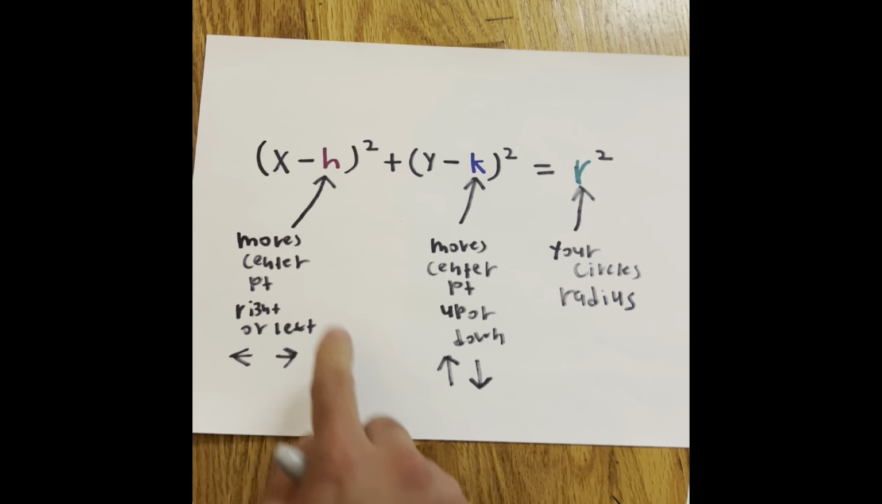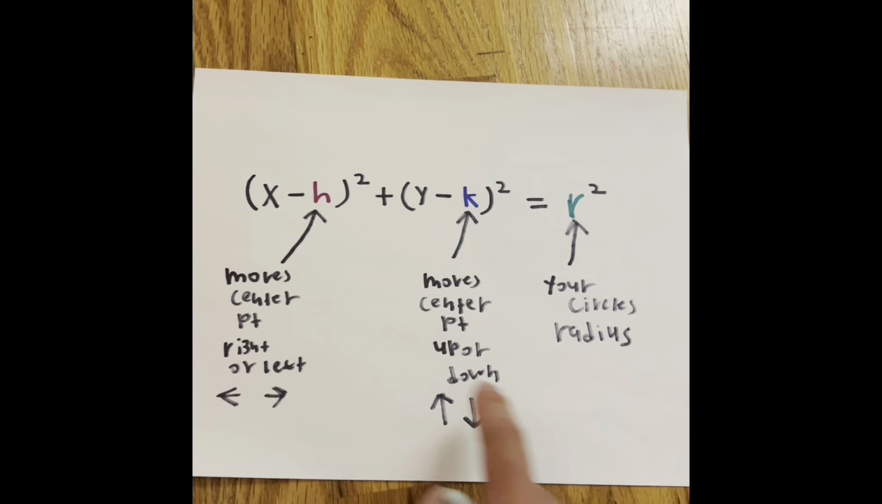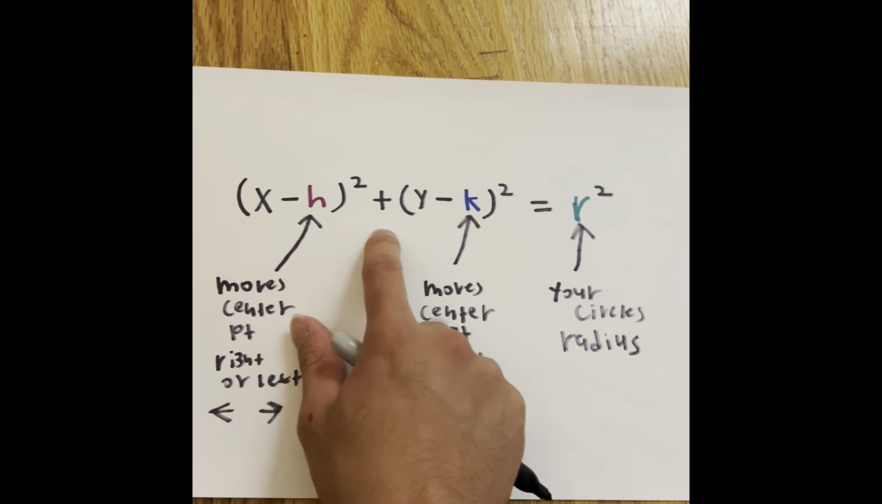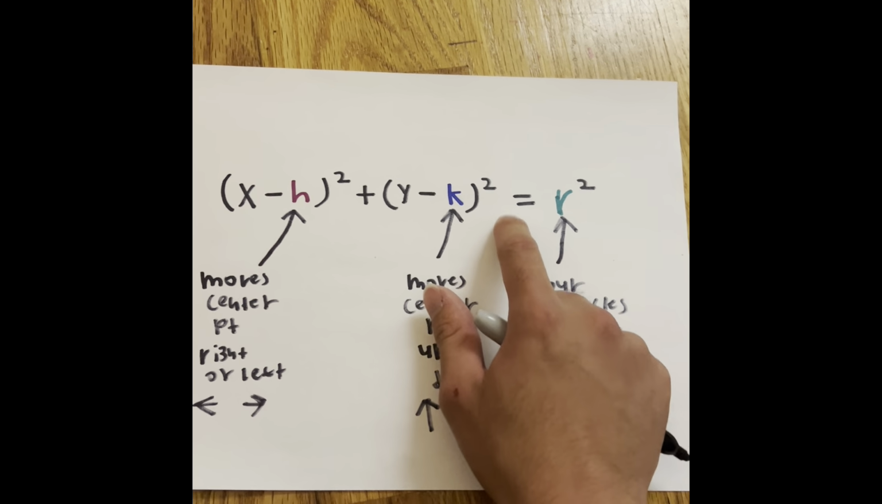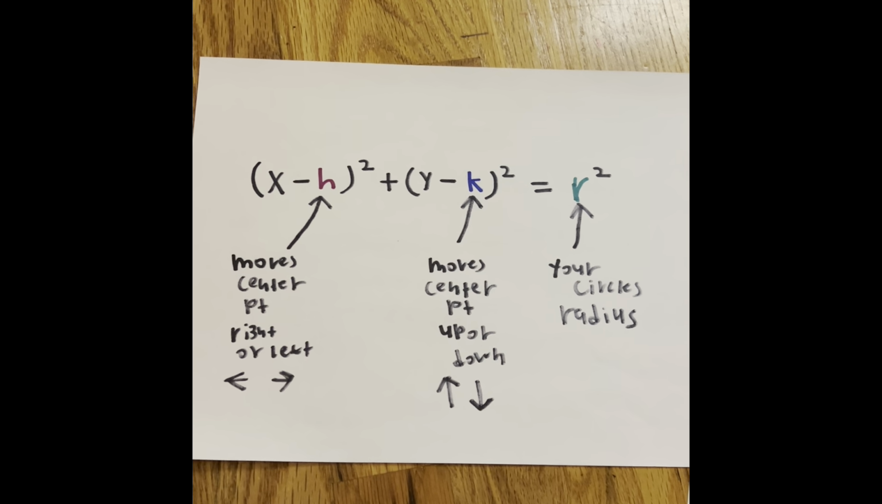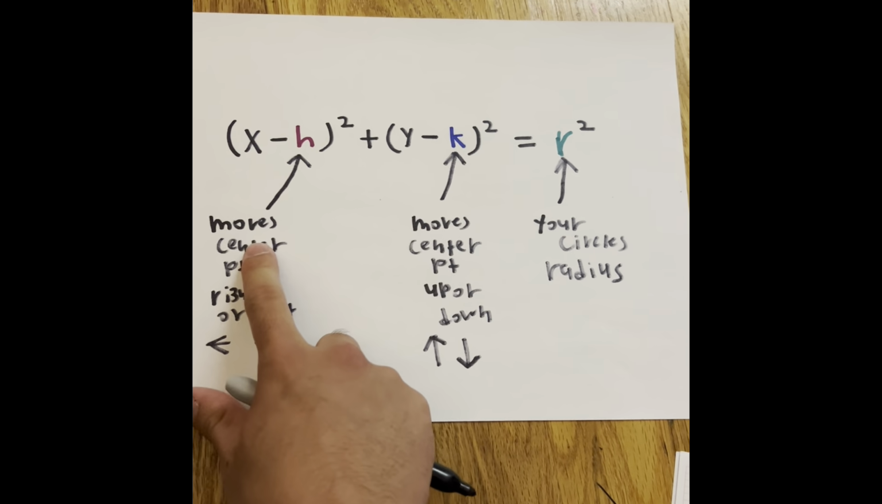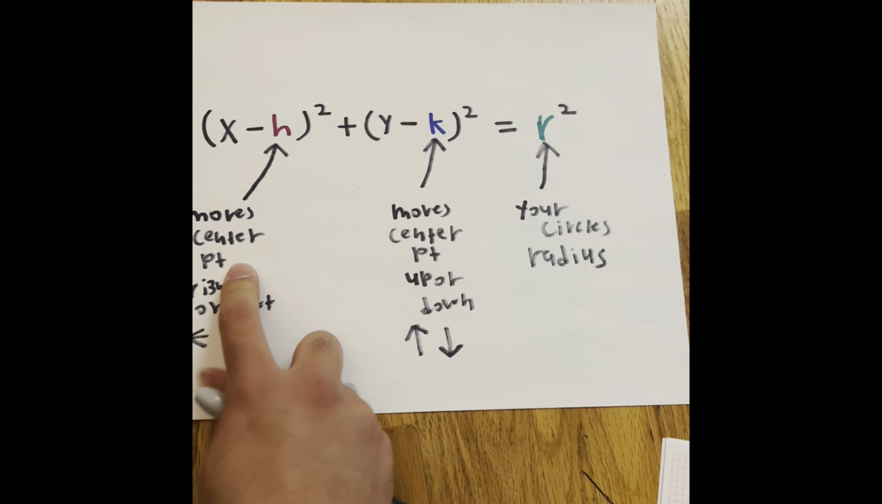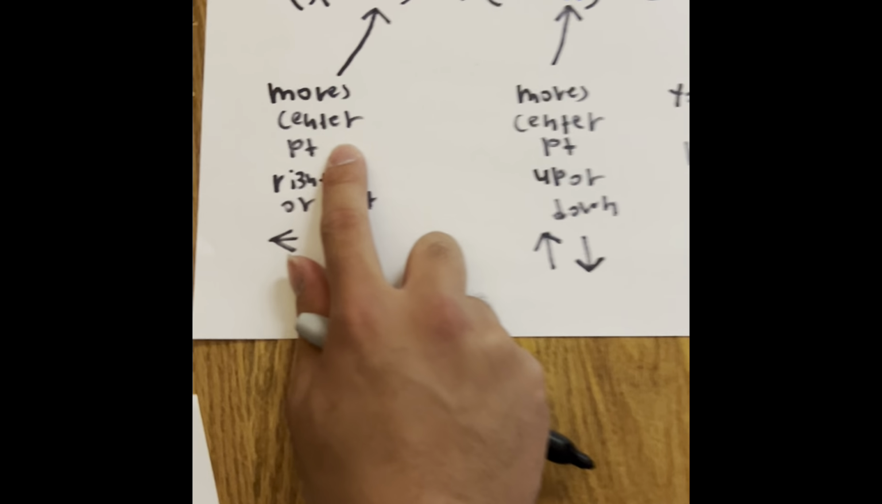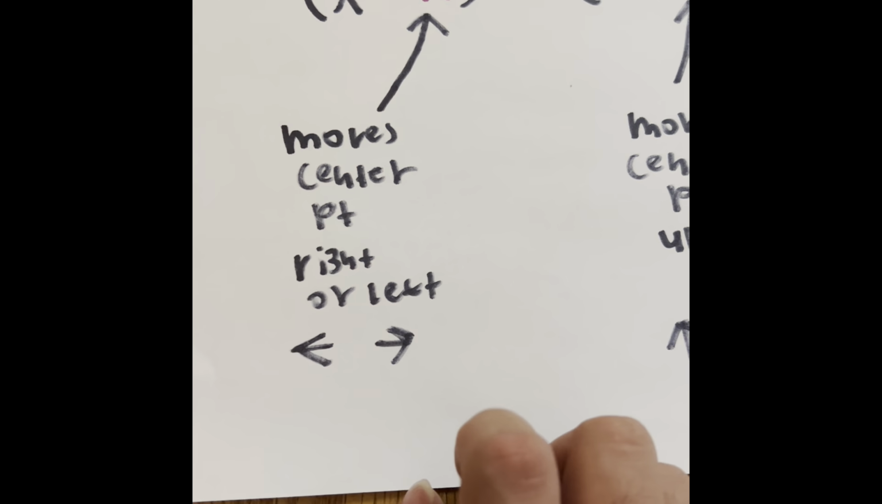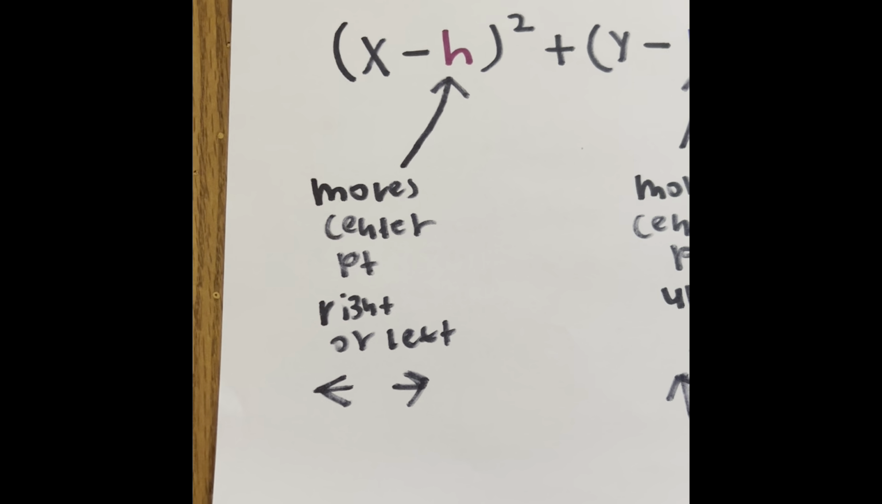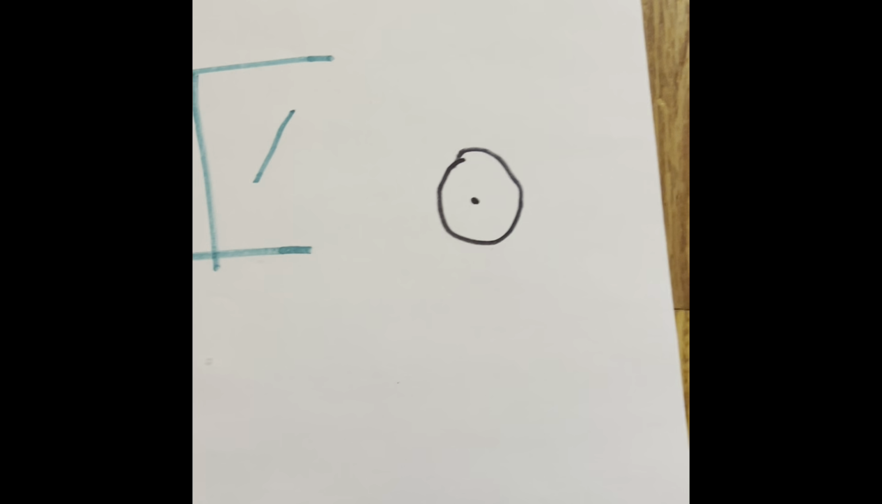So it looks like we have some kind of equation: x minus h squared plus y minus k squared equals r squared. The letter h is going to help you move the center point of the circle right or left. And when I talk about the center point, it's literally the center of the circle, which is kind of self-explanatory.